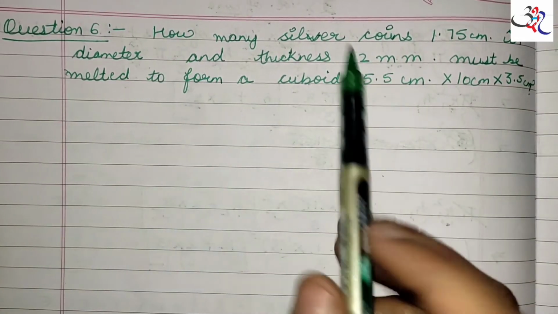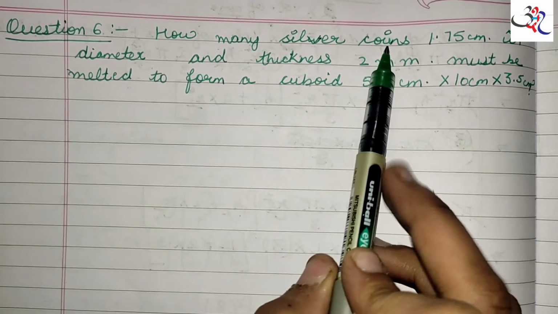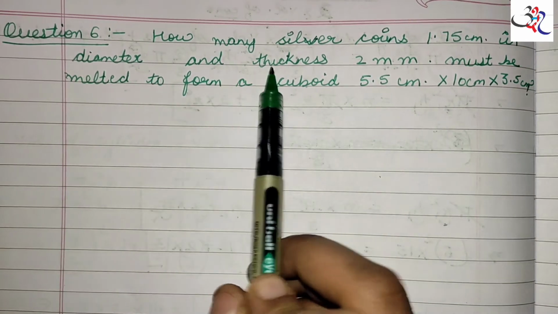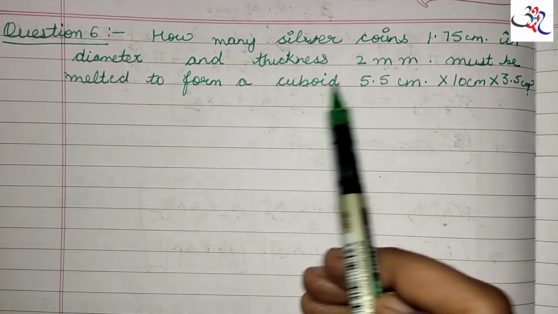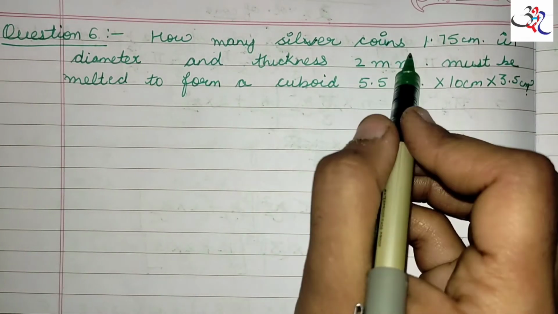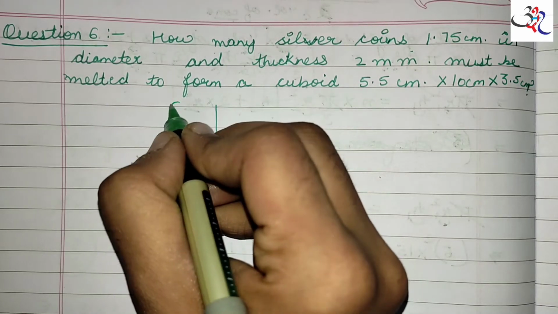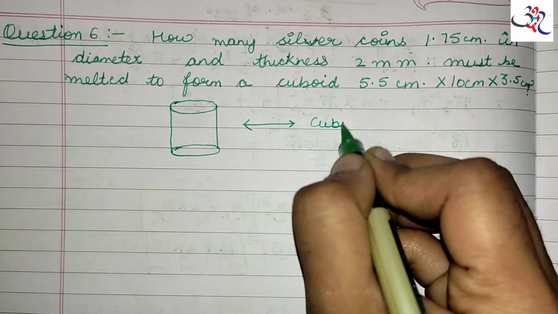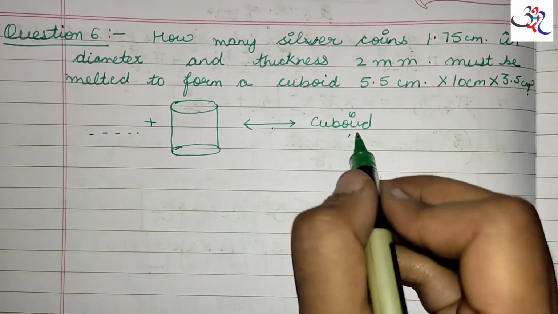Question number 6 is that again they are asking about the quantity. How many silver coins of 1.75 centimeter in diameter and thickness 2.22 must be melted to form a cuboid of this dimension? Okay. So silver coins are there. Silver coins are generally in the shape of what? Which you have seen in your life. It is in the shape of a cylinder and they are being converted into the shape of a cuboid. Number of cylinders are being converted in the shape of a cuboid.